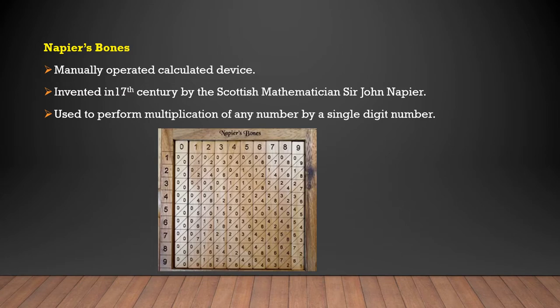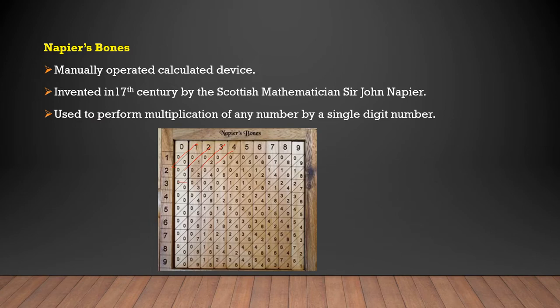You can see in the figure that this set is composed of 10 bones, 9 of which display the multiples of a given number between 1 and 9. So these are the 10 bones, and each bone is divided into 10 squares. And the 10th bone is known as the index, which represents numbers 1 through 9. Now the digits of the multiplication table are split by these diagonal lines. With the help of these diagonal lines, the numbers are split.